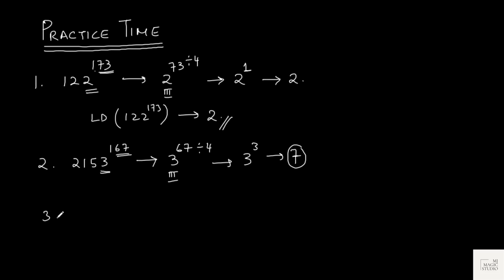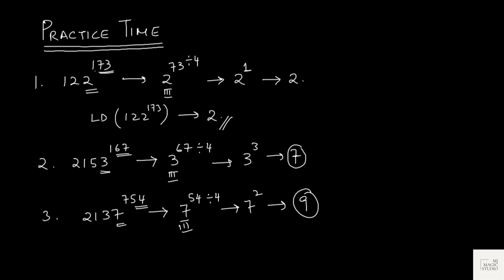Let's do one more. 2137 to the power 754. So again, L is 7 and the last two digits are 54. We are looking for 7 to the power 54. 7 is in group 3. We need to divide 54 by 4. When we divide 54 by 4, 52, the remainder is 2. 7 squared is 49. That means the last digit of the entire expression is 9.